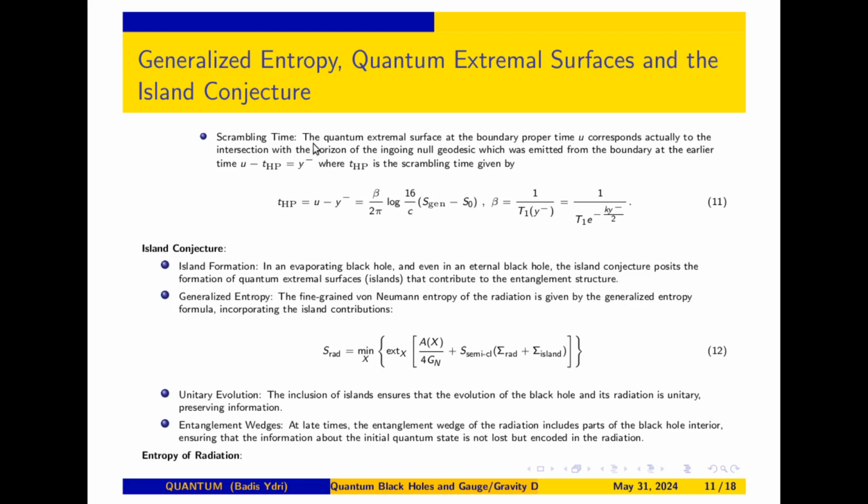The late-time quantum extremal surface, at the boundary proper time u, corresponds actually to the intersection with the horizon of the ingoing null geodesic, which was emitted from the boundary at the earlier time u minus t_scr, where t_scr is the scrambling time.